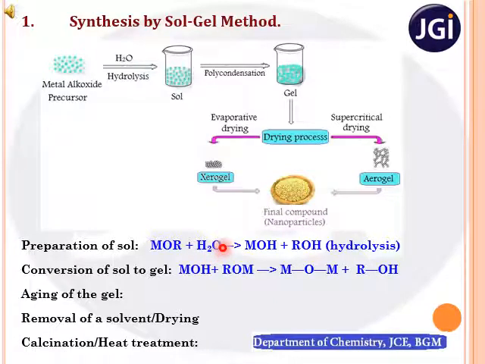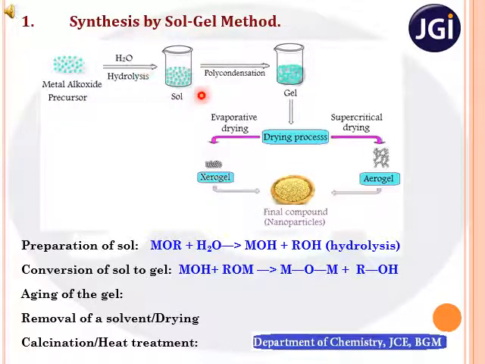Addition of water leads to the hydrolysis, in which the alkoxide ligand is replaced with the hydroxyl ligand as shown in the equation. MOR, metal alkoxide, plus water gives rise to MOH plus ROH. A hydrolysis reaction takes place between metal alkoxide and water, giving rise to the hydroxyl ligands. So this is called sol.